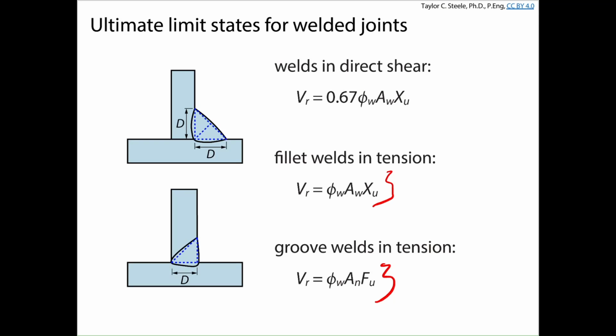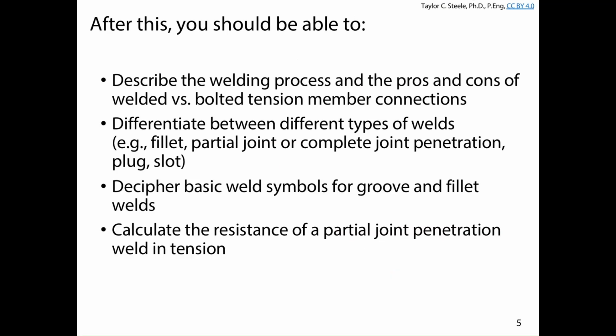And basically, this is just serving as an introduction to what welding is, what things we have to look out for with welding, and how welds might typically fail under different kind of loading situations. Basically, after today, you should be able to describe the welding process and some of the pros and cons of welding versus bolting. Not just tension member connections, but connections in general. You should be able to differentiate between types of welds, and so we're going to talk about fillet welds, partial joint penetration welds, complete joint penetration welds, plug and slot welds, so the focus will be less on plug and slot, more so on fillet, a little bit less so on partial joint or complete joint penetration welds.